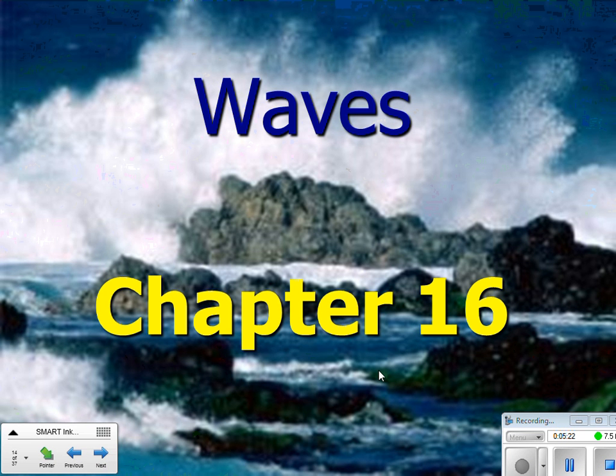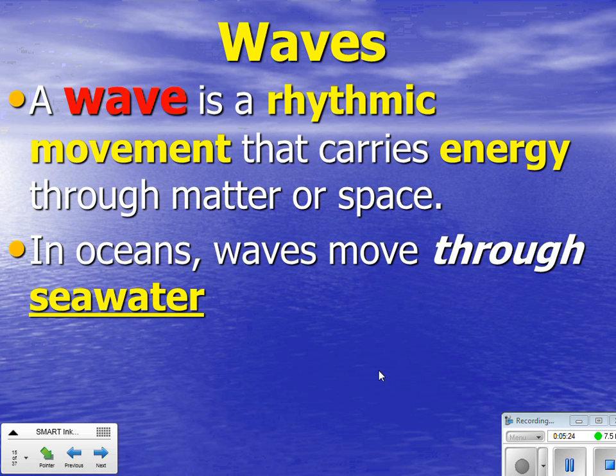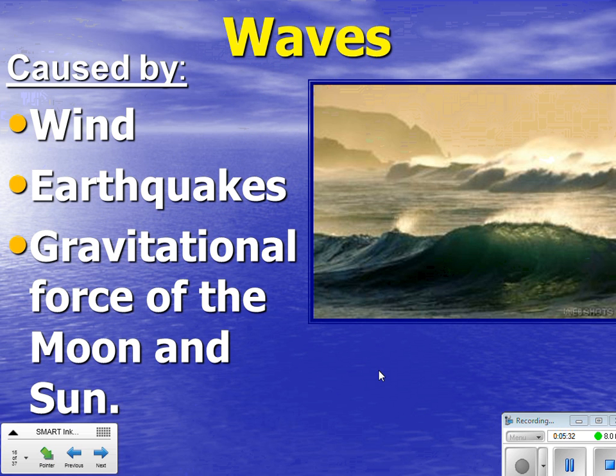Now, moving into waves. A wave is a rhythmic movement that carries energy through matter or space. In oceans, waves move through the seawater. And waves are caused mostly by wind, can be caused by earthquakes, if you want to think about a tsunami, and the gravitational pull of the moon and the sun.